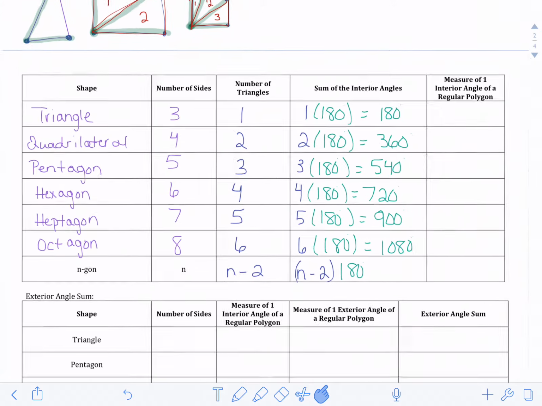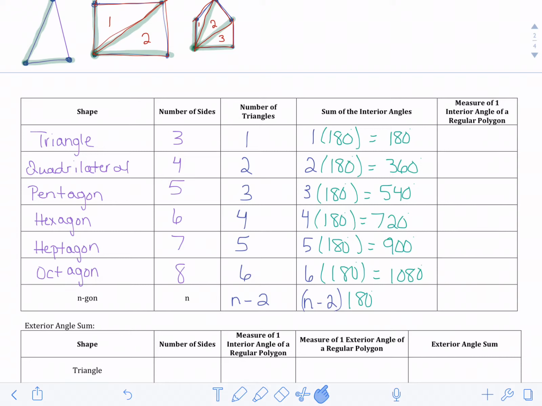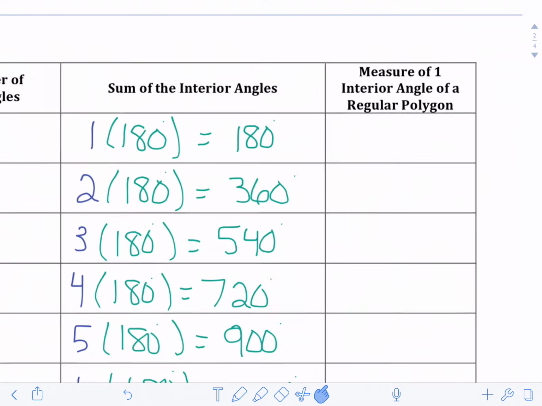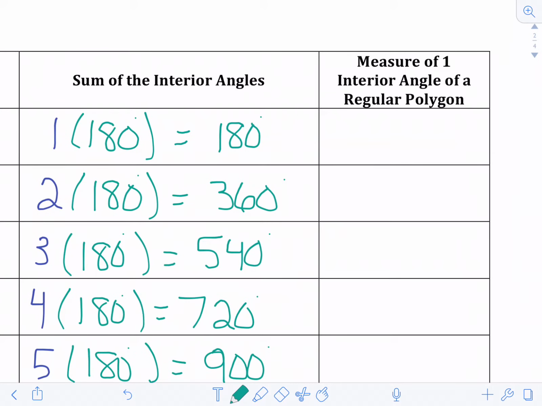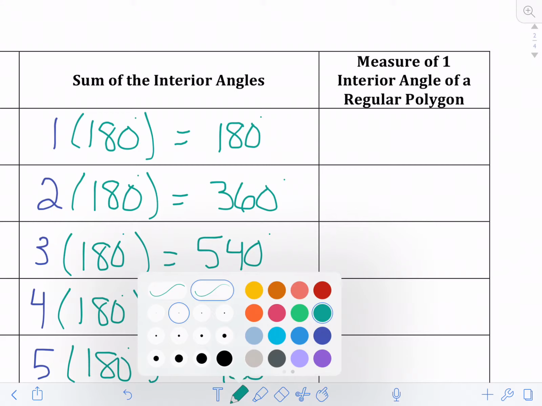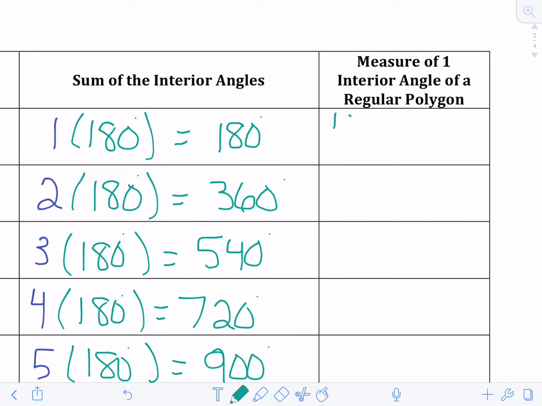So that's the sum of the interior angles. That's when I add up every single individual angle on the inside of that shape, that's how many I have total. So now we have to figure out how many we have for just one. So if I know the whole amount, in this case, for this first one, I have 180 degrees for the whole amount.